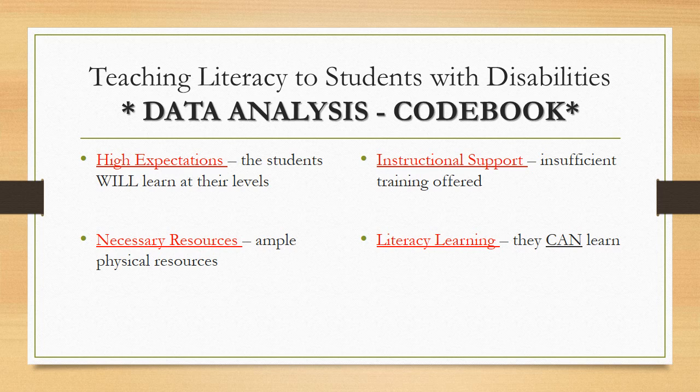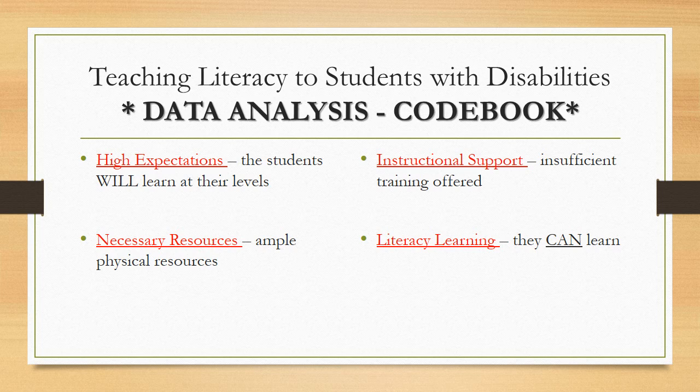The code book outlines the common themes from the findings of the research data. The first code, High Expectations, refers to any effort to set the same high educational standards for all students in a class or a school. The next code, Necessary Resources for Teaching Literacy, refers to resources used to improve students' capabilities to learn literacy and to monitor their assimilation of information.